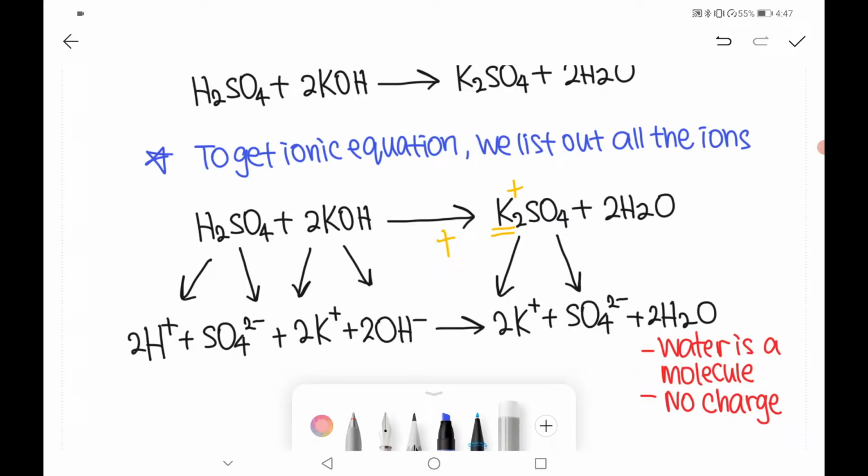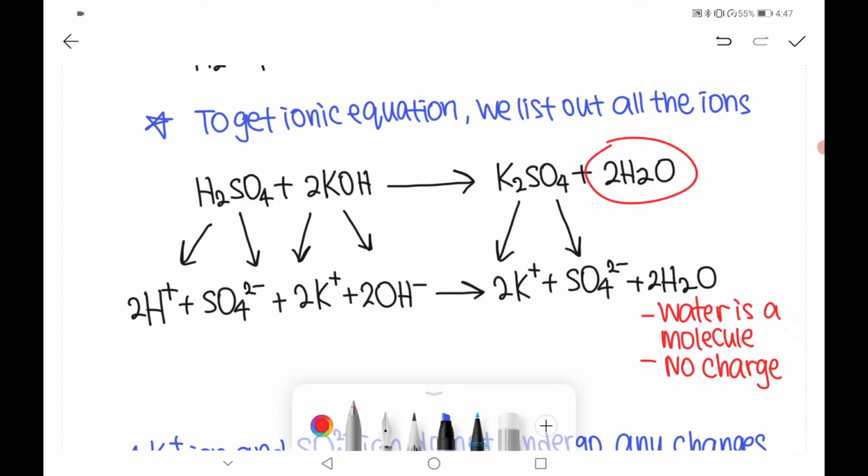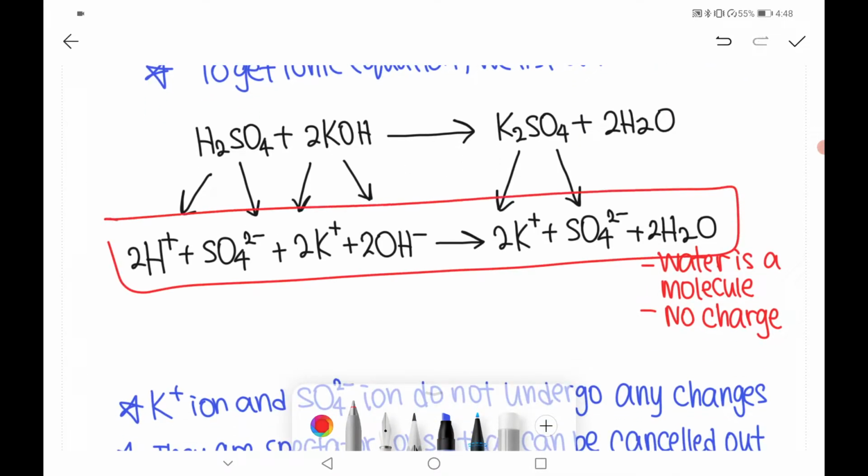The next thing is SO4. The charge is SO4 2 minus. Lastly, we have 2 water. Water is a molecule. Water doesn't have a charge, so we just copy the 2 water. We don't need to list out the charge, because water doesn't have a charge. Now we have the whole thing.